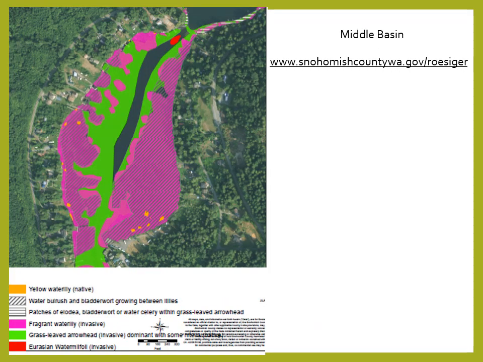The Middle Basin is dominated by fragrant water lily, shown in pink in this map, and slender or grass-leaved arrowhead, shown in green. Interspersed within the fragrant water lily beds are areas of bulrush and bladderwort, which are native. And interspersed within the slender or grass-leaved arrowhead are areas of elodea, bladderwort, or water celery. There are small patches of Eurasian water milfoil indicated by red, many of which may have been removed by community members since these maps were created. And the orange patches in the southeast portion and the western portion are the native lilies that I mentioned previously.